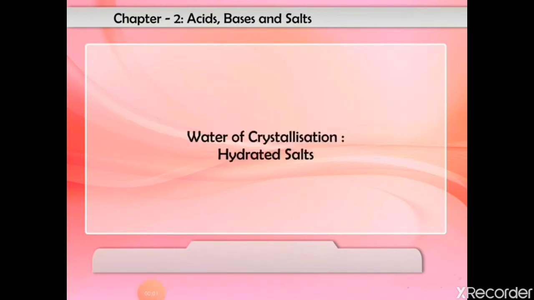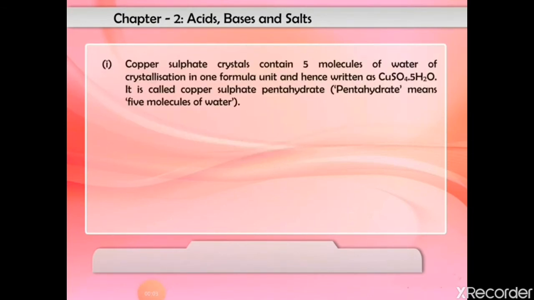Crystallization. Hydrated salts. For example, 1. Copper sulfate crystals contain 5 molecules of water of crystallization in one formula unit and hence written as CuSO4·5H2O. It is called copper sulfate pentahydrate. Pentahydrate means 5 molecules of water.